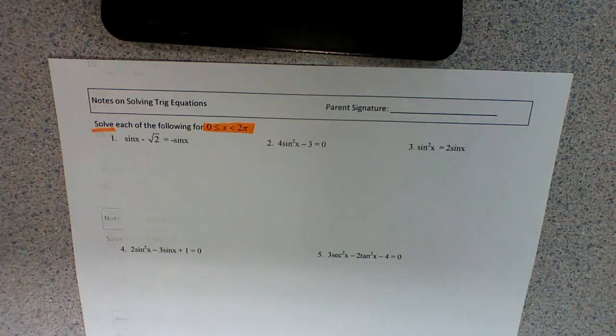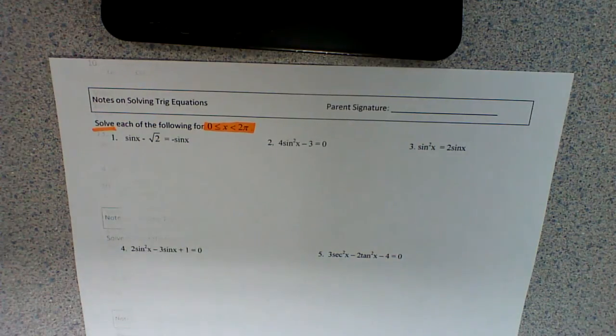Just a quick heads up, our properties, our identities, still do apply for some of these, but of course, to be able to solve for x or to be able to solve for an angle or theta, you do need to know your unit circle. So if you haven't yet learned that, please get on that. You will need to know it yet again.